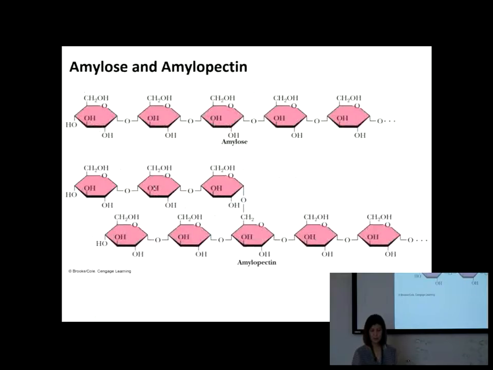Let's take a look at this. So this is the difference. The amylose is alpha 1,4 glucoses, straight chain. Amylopectin has the alpha 1,4 I'm showing down here and up here, although occasionally we have an alpha 1,6. These are branches.